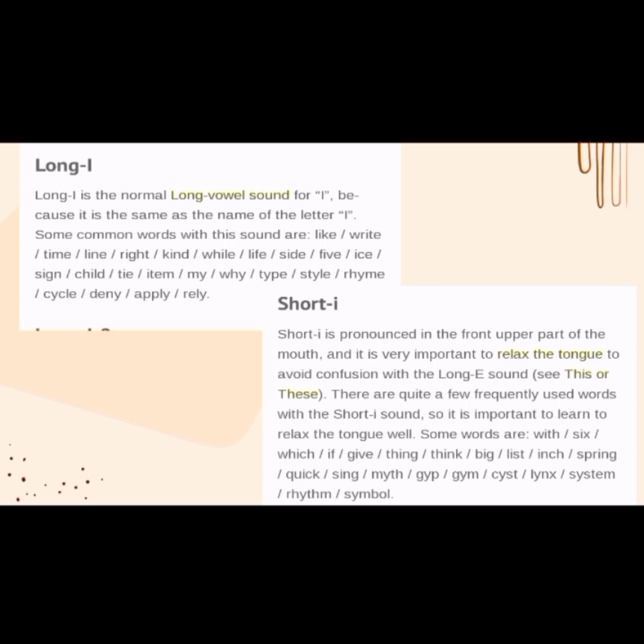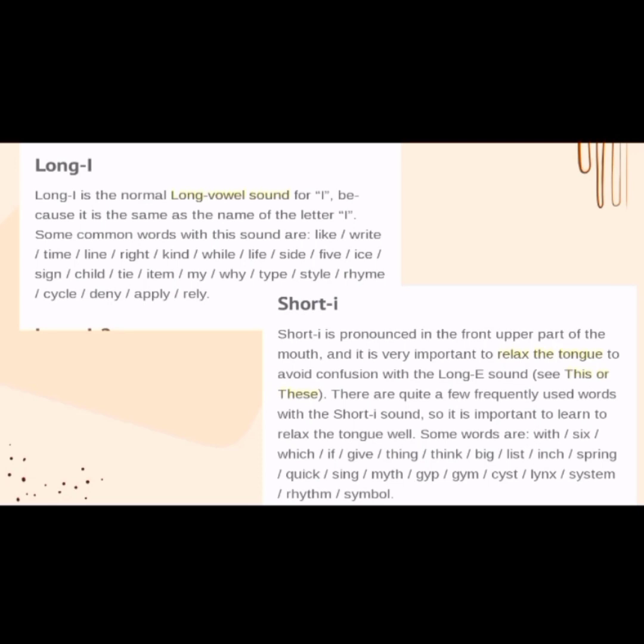Some common words with this sound are like, right, time, line, kind, while, life, side, five, eyes, sign, child, tie, item, my, why, type, style, rhyme, cycle, deny, apply, and rely.